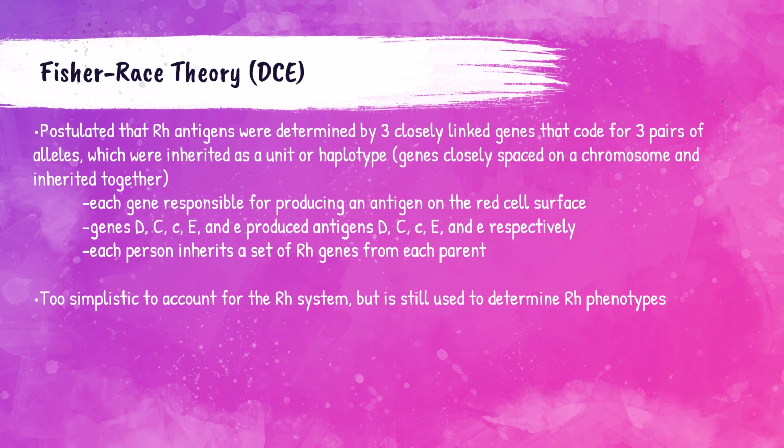First, let's talk about the Fisher-Race theory. In the 1940s, Fisher and Race postulated that Rh antigens were determined by 3 closely linked genes that code for 3 pairs of alleles. These were inherited as a unit, also called a haplotype, and each person inherits a set of Rh genes from each parent. Fisher and Race named the antigens big C and little c, big E and little e, and big D and little d. Now remember, little d doesn't actually exist. It just represents that the big D antigen is not present on the red cells. So this theory ended up being too simplistic to account for the entire Rh system, but it is still used in current blood banking to determine Rh phenotypes.